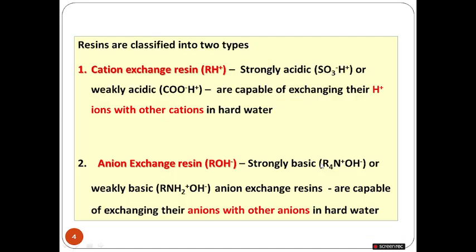What are the types of ion exchange resin? There are two different types: cation exchange resins and anion exchange resins. The cation exchange resin is denoted as RH plus. It consists of strongly acidic sulfonic groups or weakly acidic carboxyl groups. These cation exchange resins are capable of exchanging their H plus ions with other cations present in the hard water. Similarly, the anion exchange resin is denoted as ROH minus. It consists of either substituted hydroxylamine or less substituted hydroxylamine. The more substituted hydroxylamine is strongly basic, whereas the less substituted hydroxylamine is weakly basic. These anion exchange resins are capable of exchanging their anions with other anions present in the hard water.